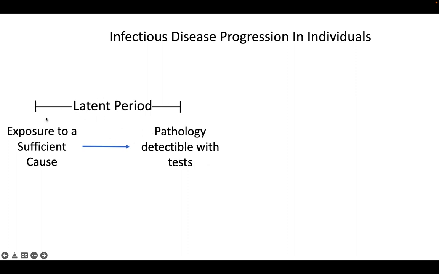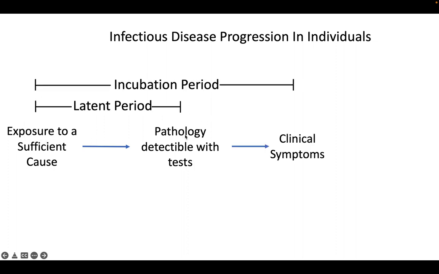So this latent period is the time between when you've been coughed on and you have some viruses in you to when there's enough that we can detect it in your blood. And then between that and when you have overt symptoms, that's the incubation period, between when you've been coughed on and when you show symptoms. And then you have the final stage, whether you recover or die from it.